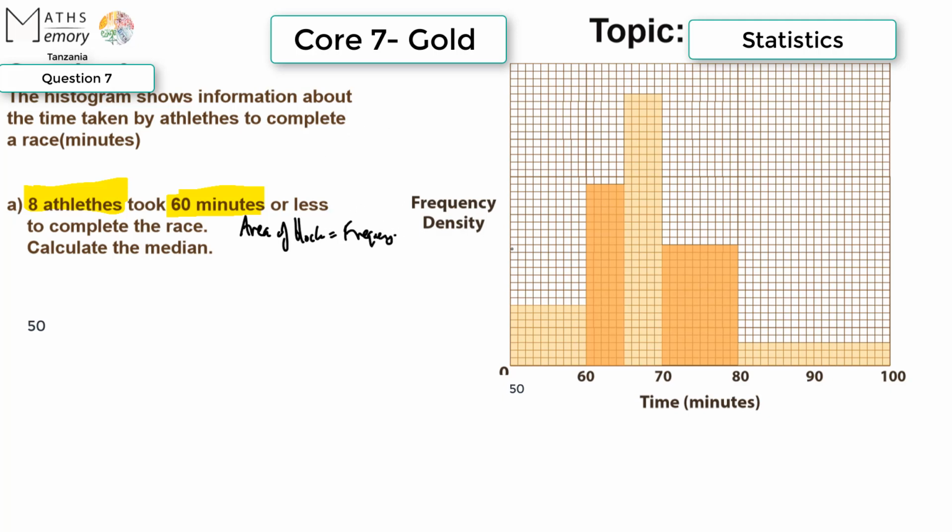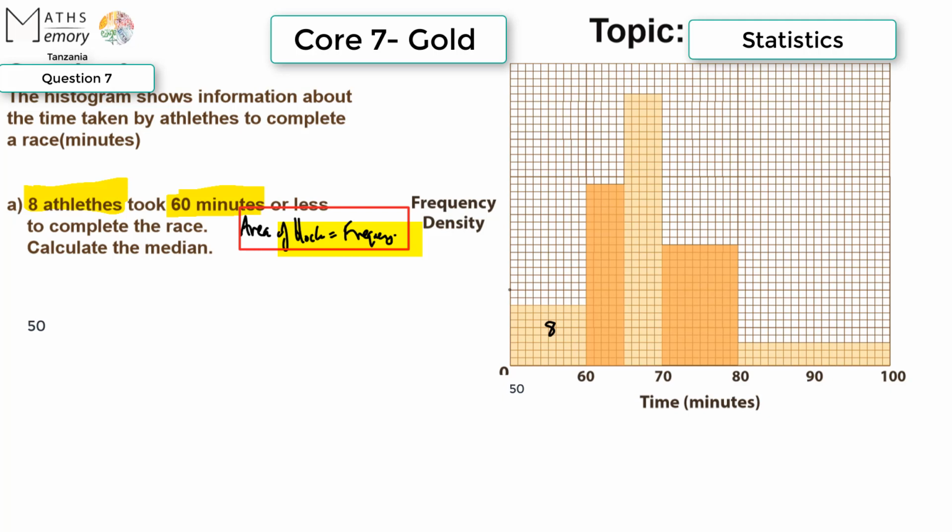So basically we're saying 8 athletes took 60 minutes or less. So 8 represents this number over here. So basically class width 10 times something gives us 8. 10 times what gives us 8? This will be 0.8. So I did that quite quickly, but you should be quite familiar with how this works now. So basically 0.8 is the height of this over here.